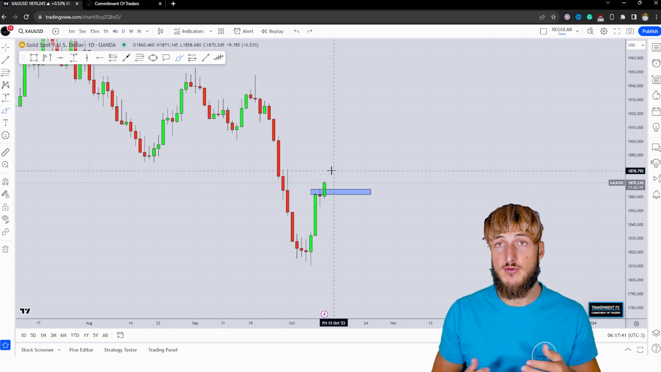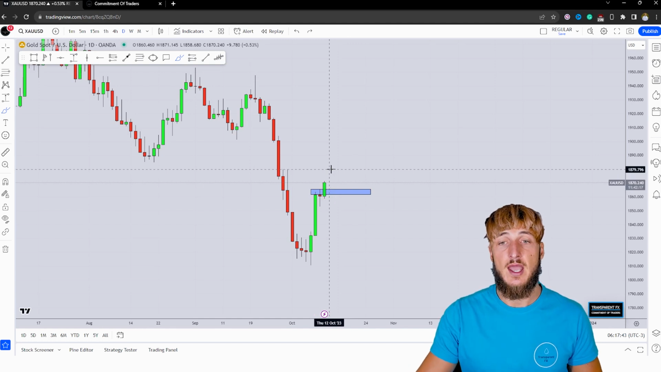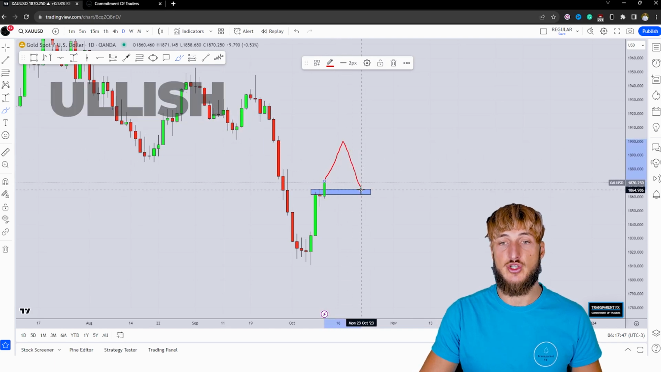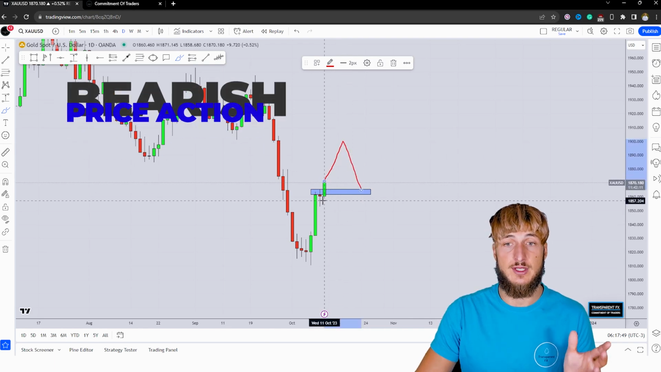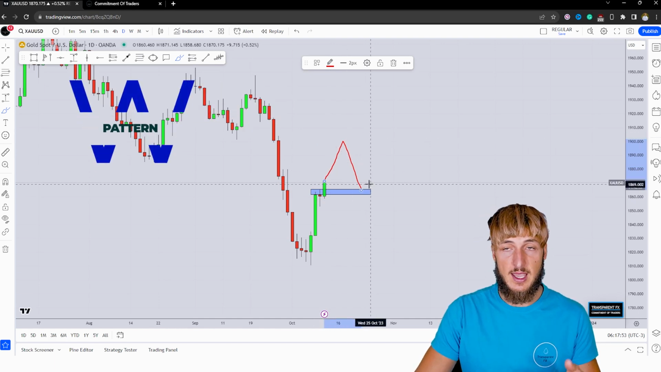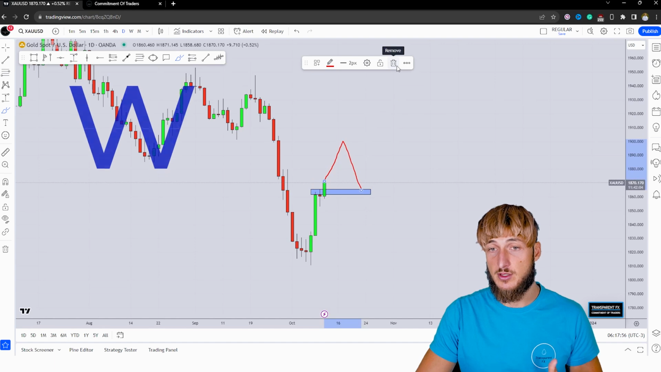standpoint, because we have already identified on the monthly and weekly that we would like to see a bit more bullish price action and then a rejection to the downside, which also here on the daily time frame would create the W formation and then complete it if that is actually the movement that the market creates.